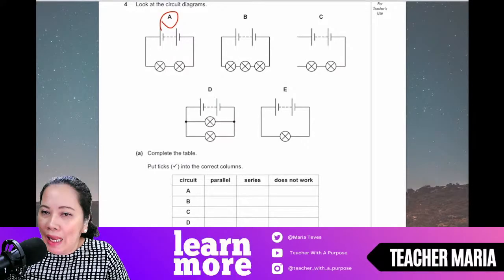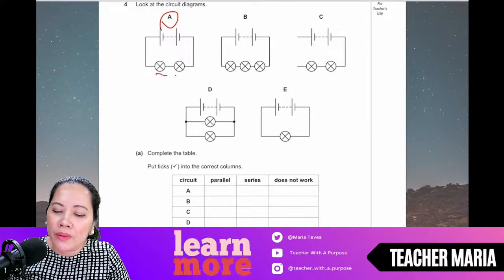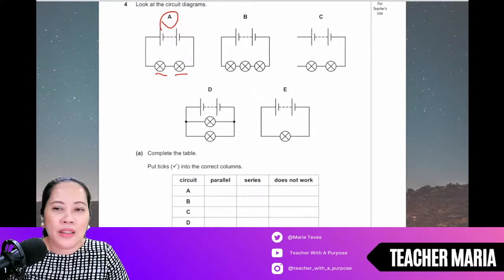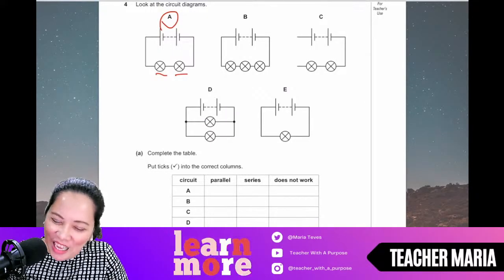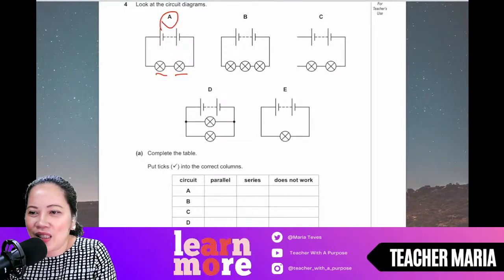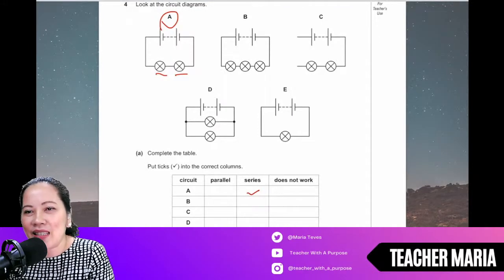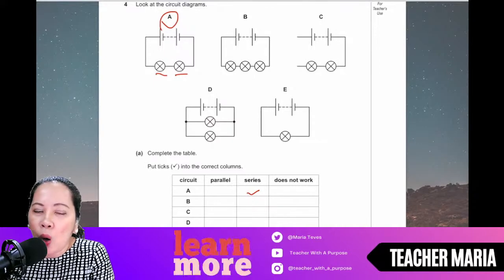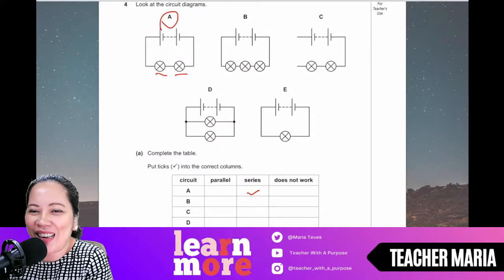When you look at A, if you would notice, the light bulb here is side by side. So if your light is on side by side, that means it is a series. Or it is connected by one wire or one line.